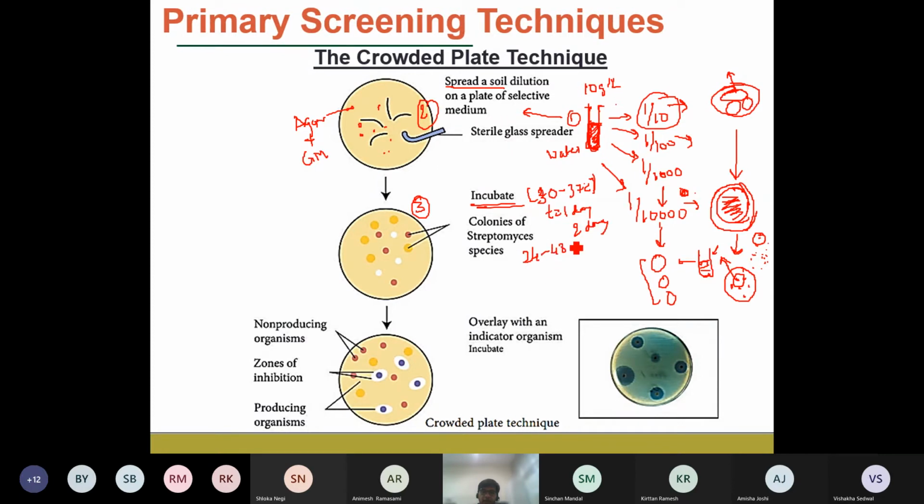What we find is that there is a growth of individual colonies made up of pure cultures. Pure culture means only one type of microorganism is there in that particular colony. You can see yellow, white and red colonies. These are a mixture of the microorganisms that are present, but they are growing as individual colonies. That is very important. Whenever you optimize your dilution factor, you have to optimize it in such a way that you get individual colonies.